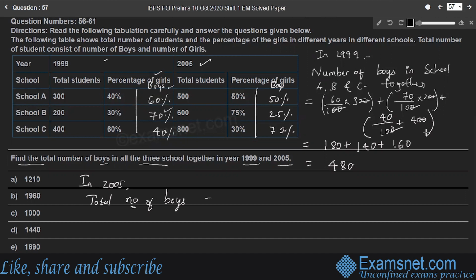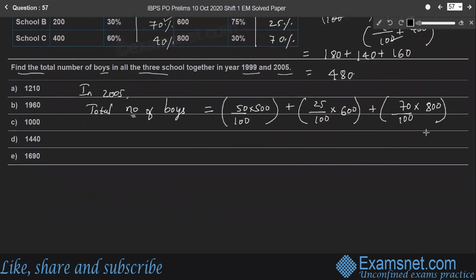is equal to, so in school A, out of 100, 50, therefore for 500. Plus in school B, out of 100, 25 is the number of boys, therefore out of 600. Plus in school C, out of 100, 70 is the number of boys, therefore out of 800. So 50 into 5, 250, plus 25 into 6, 150, plus 560. Therefore, so 400, so 960 is total number of boys in 2005.